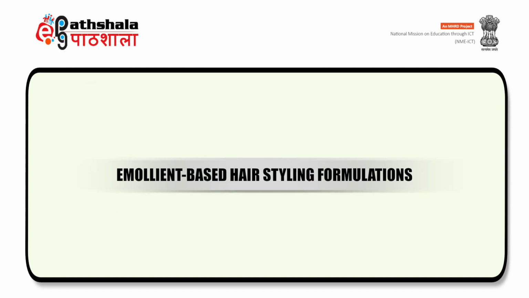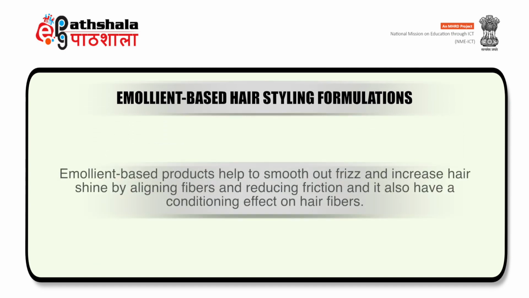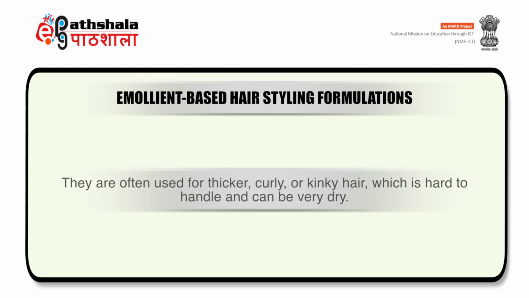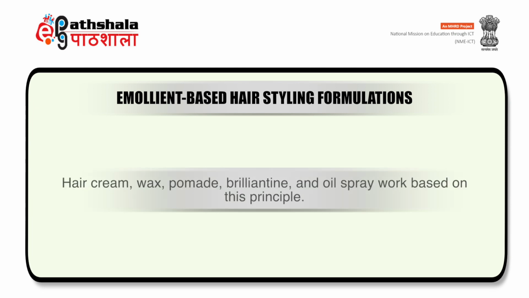Next type of hair styling product is emollient based hair styling formulation. Emollient based products can help smooth out frizz and increase hair shine by aligning fibers and reducing friction, and can also have a conditioning effect on hair fibers. They work on the principle of depositing waxes and emollients on hair fibers. They are often used for thicker, curly or kinky hair which is hard to handle and can be very dry. Hair cream, wax, pomade, brilliantine and oil spray work based on this principle.